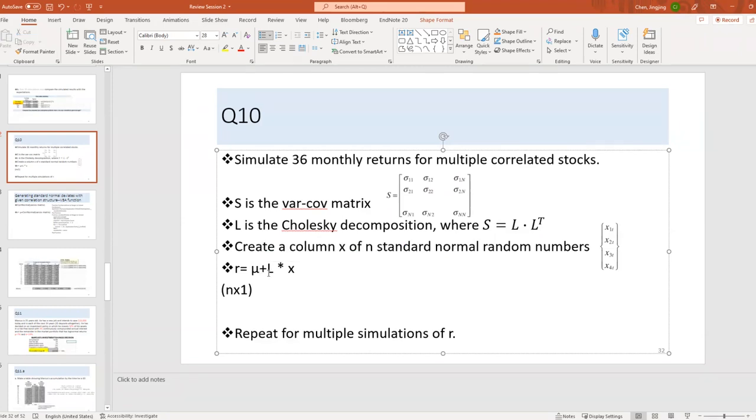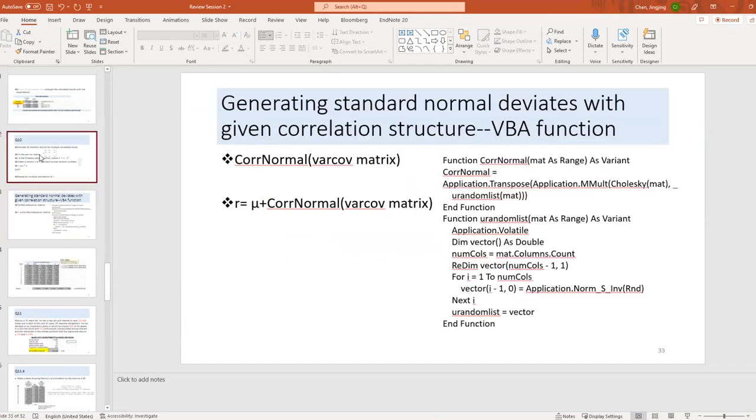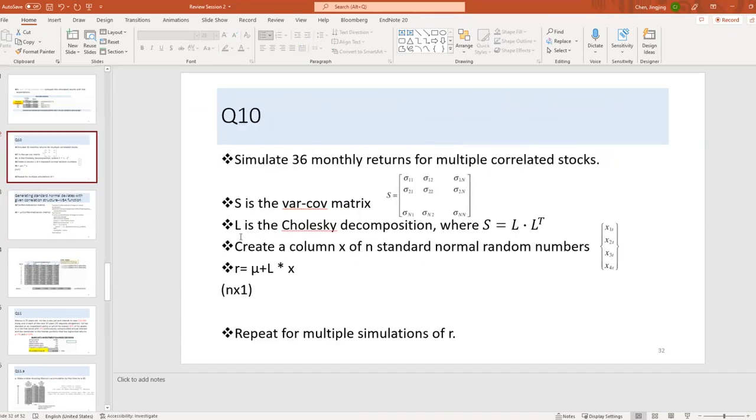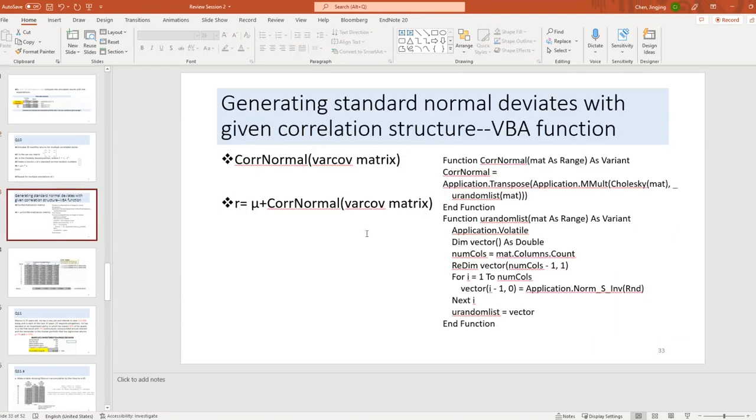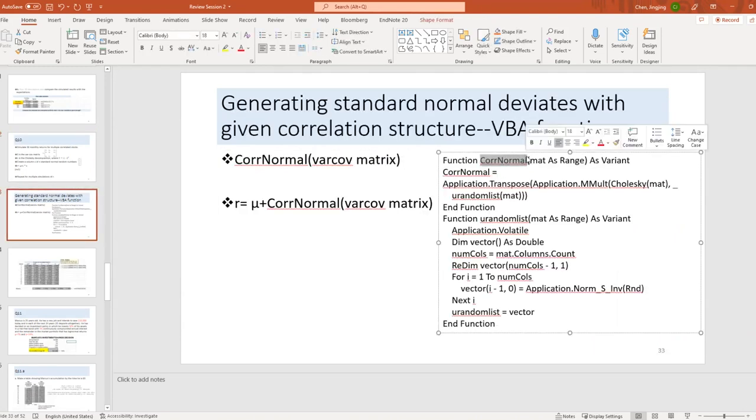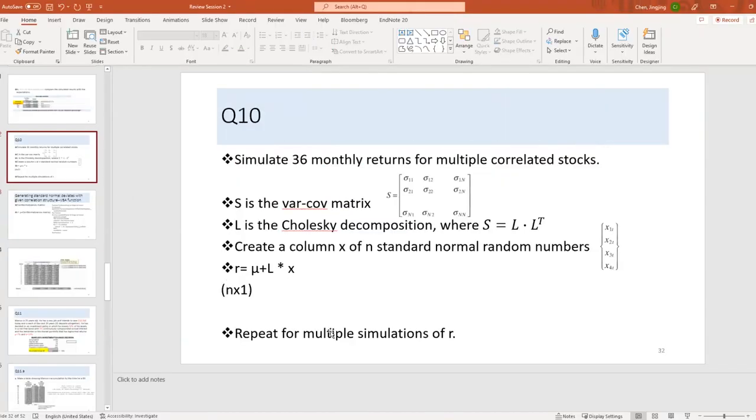Now we're going to repeat the process of generating one return so that we can have multiple simulations. You don't need to manually calculate it, as everything will be processed in the VBA code. We define the VBA code called correlated normal, which will calculate what we were demonstrating here.